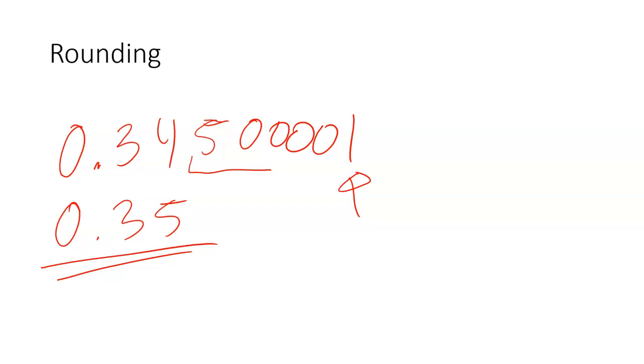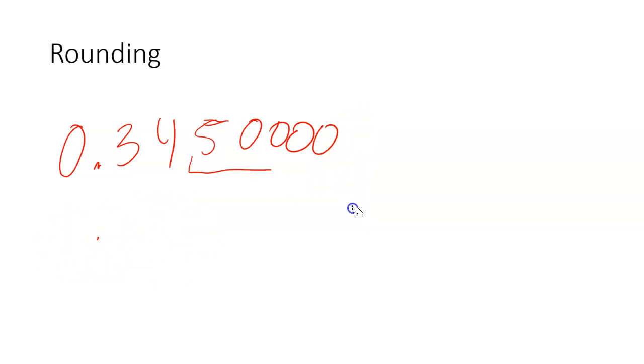Now, if it was something like this, a bunch of zeros after the 5, then you need to go down because this is an exact 5 for our purposes. And because that is an exact 5, you need to go to the closest even number. Let me do another example.